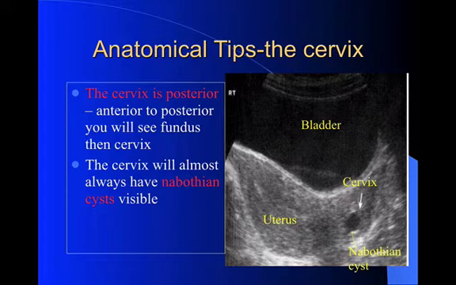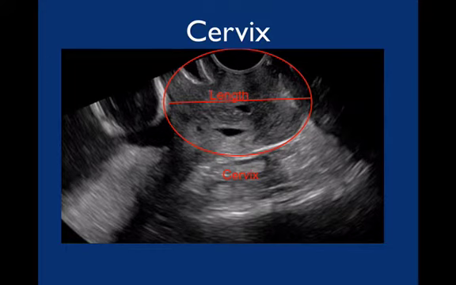So for the cervix, usually the cervix is posterior, and usually it's the most posterior structure, and we can follow it anterior to find the fundus of the uterus. Almost always we will see hypoechoic Nabothian cysts in the cervix, and that is normal. We can measure cervical length in the second trimester of pregnancy, and we really want to see it at least 3 centimeters to know that we don't have cervical insufficiency.